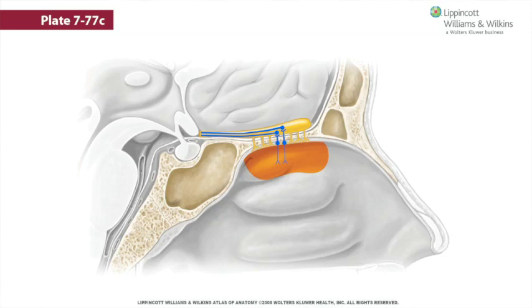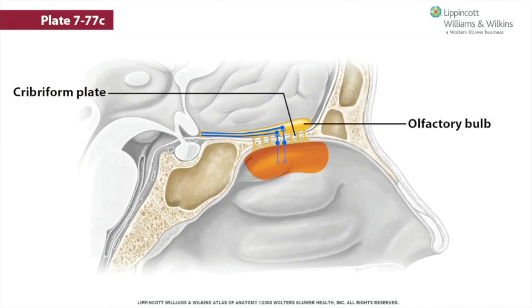The dendrites of each olfactory neuron are covered with cilia bearing olfactory receptors on their surface. When enough odorant molecules bind to these receptors, an impulse is triggered. The axon of each of these olfactory neurons passes through the cribriform plate of the ethmoid bone to get to the olfactory bulbs in the anterior cranial fossa.